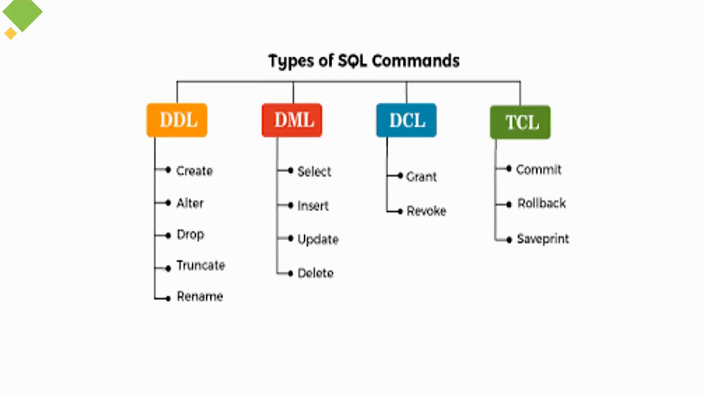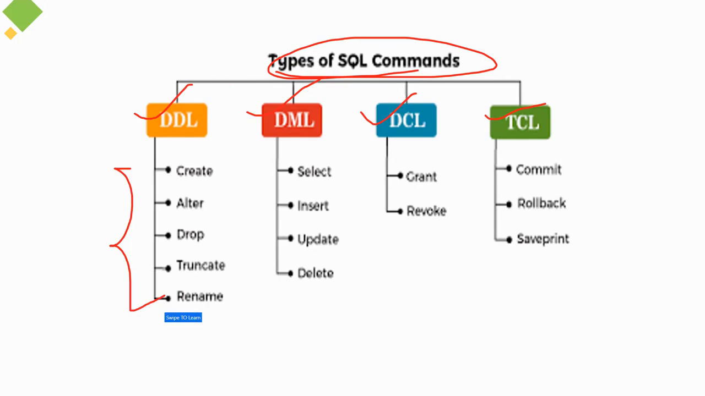Okay. So now here are the different types of SQL commands. The four different types of commands are DDL, data definition language, DML, data manipulation language, DCL, data control language, and TCL, transaction control language. Among these, the commands which come under DDL are create, alter, drop, truncate, and rename. For the DML, we have select, insert, update, delete. For the DCL, we have grant and revoke. For the TCL, we have commit, rollback, and savepoint.